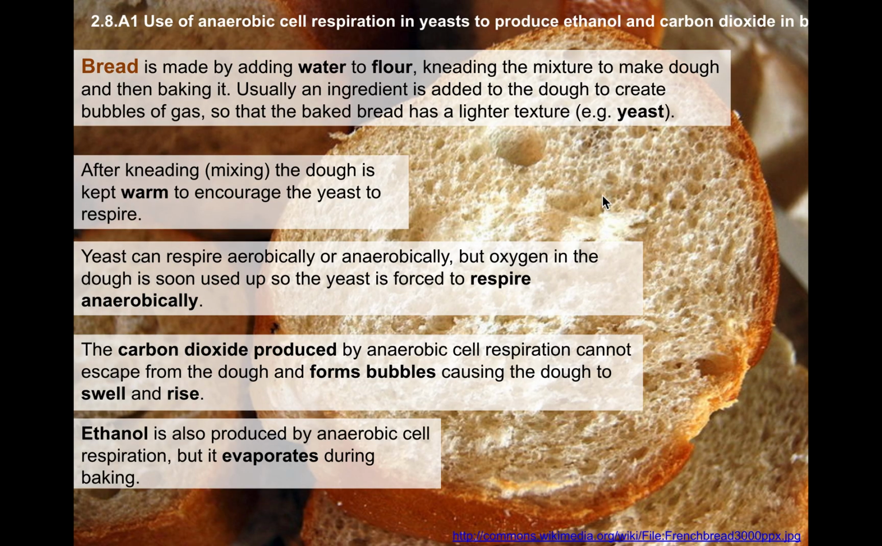So some examples of anaerobic cell respiration. You should be clicking in here that anaerobic means no oxygen. One is yeast, which produces ethanol as a byproduct. Bread is a great example. The reason why bread can get so fluffy and have these air pockets in it that you see in this picture is because of fermentation.